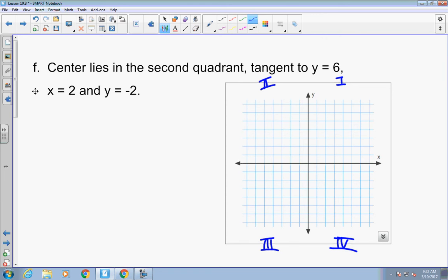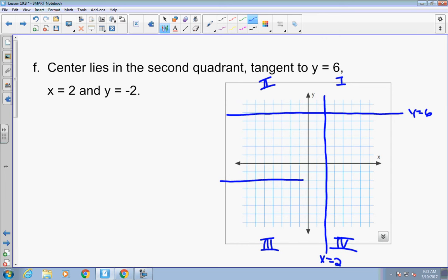All right, so y equals 6. What does that line look like? Is it horizontal or is it vertical? It's horizontal. It goes through 6, right? So 1, 2, 3, 4, 5, 6. So you've got this horizontal line through y equals 6. Then it says x equals 2. What kind of line is that? Vertical. And it goes through 2, right? So there is x equals 2. All right, and then y equals negative 2. What kind of line is that? Horizontal. Negative 2.